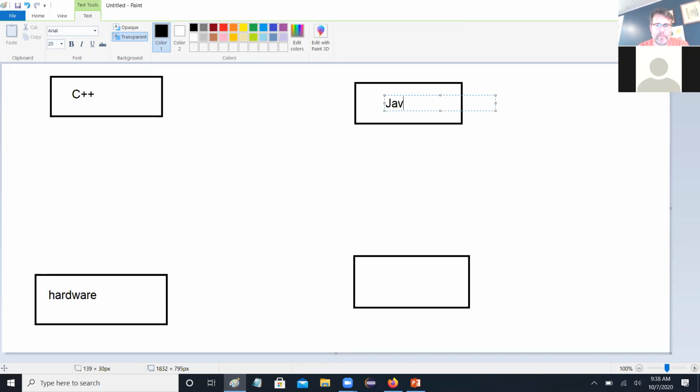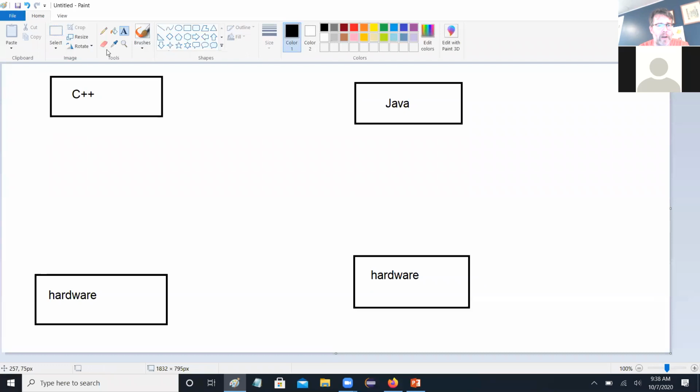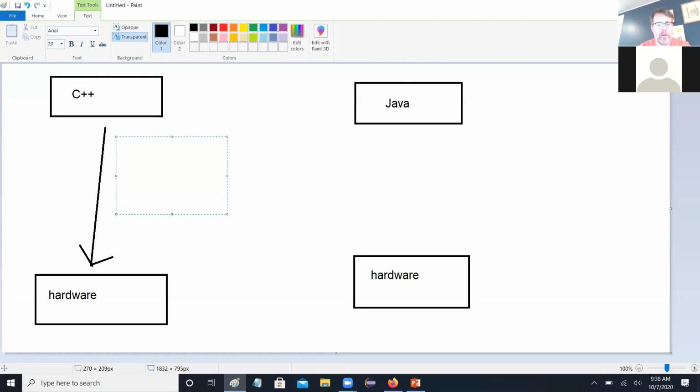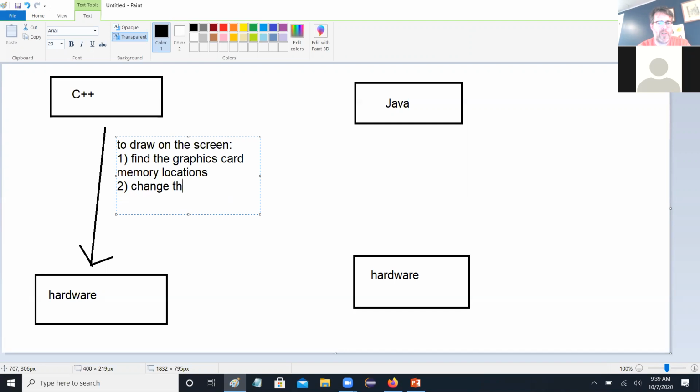C++ is written for a specific hardware configuration. If you write a program there, you directly access the memory locations where things happen. So for example, to draw on the screen, you first have to, one, find the graphics card memory locations. Number two, change the values at those memory locations. Okay, that's how you draw.